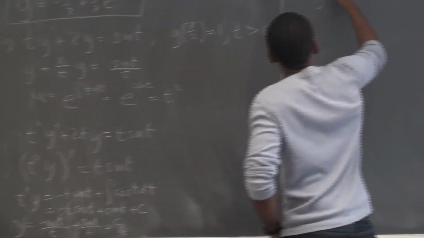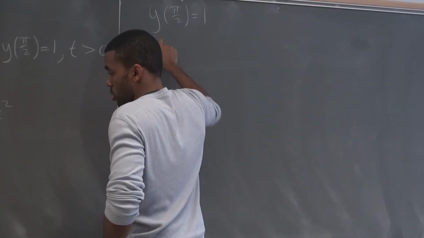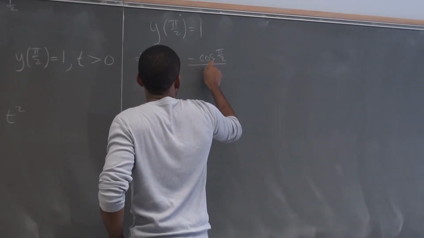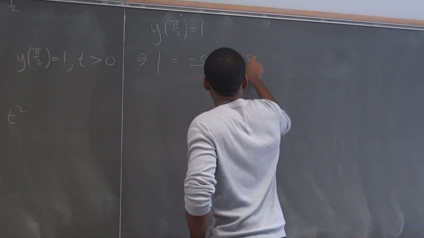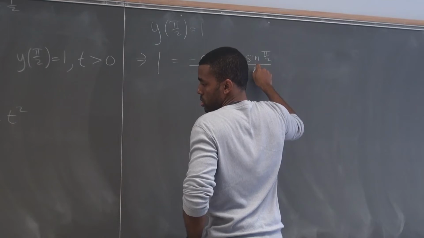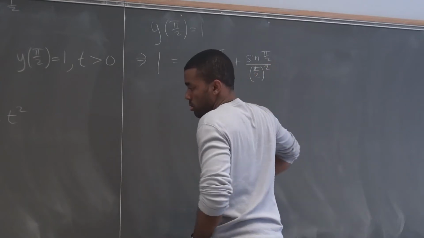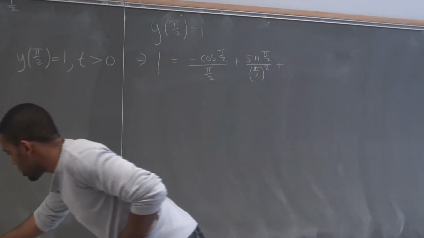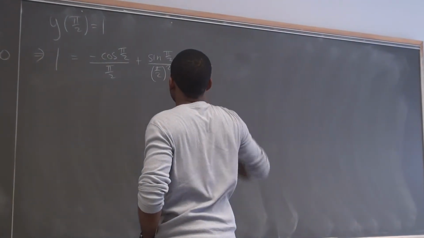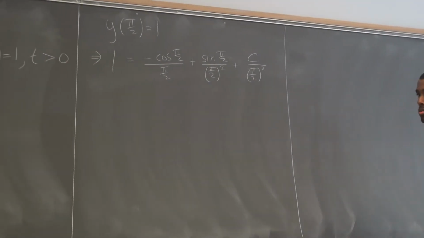So you know that y of pi over 2 is equal to 1. This means that when y is 1, t is pi over 2. Cosine pi over 2 over pi over 2 plus sine pi over 2 over pi over 2 squared, right? This should be a square. Plus, this is also t squared, c over pi over 2 squared. That okay?